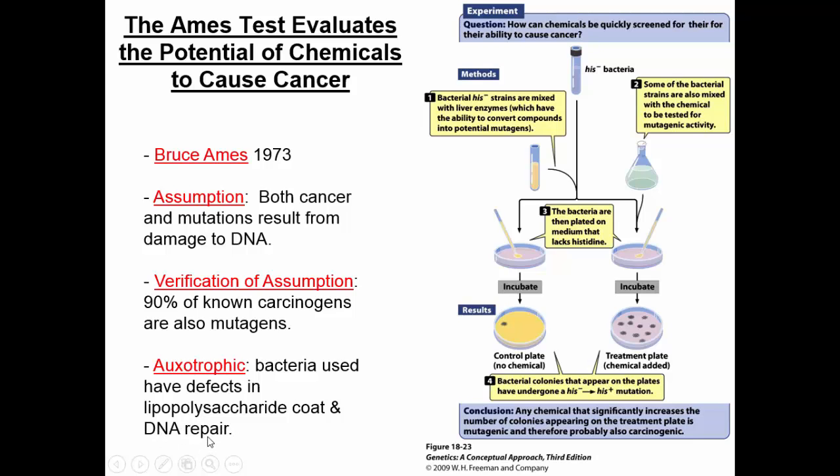So we want them to be just like a fish in a barrel. Like you take a shot, you're going to hit it for sure. So we don't want things to be repaired. Also, we want their polysaccharide coat to be defective. If it's defective, that will make sure that the chemical is allowed to enter into the bacterium. So those are just a side note. He had to use those types of bacteria to assume that it was going to work.